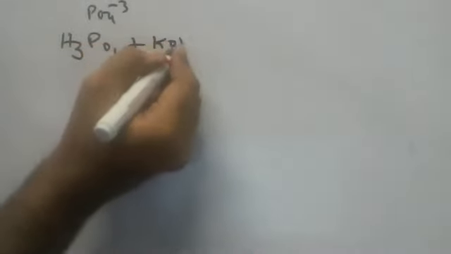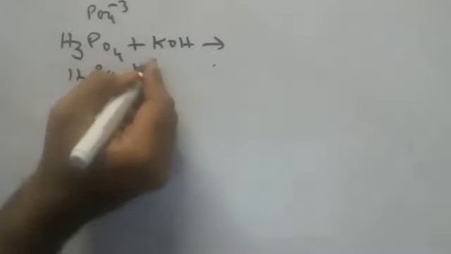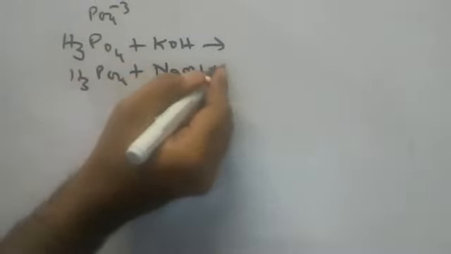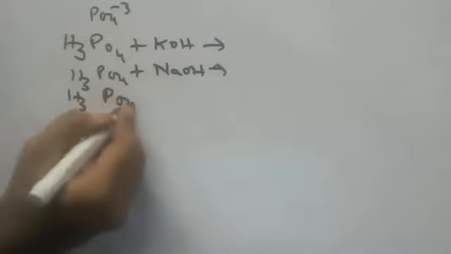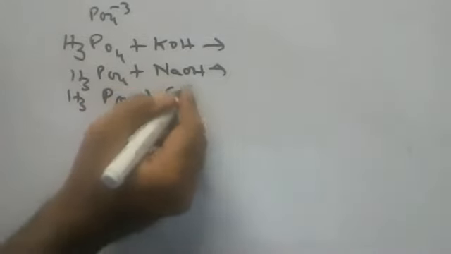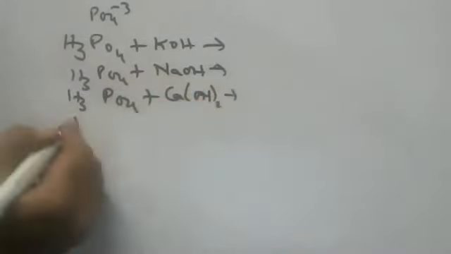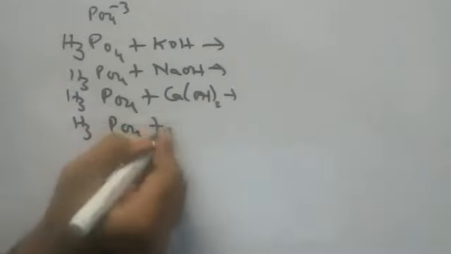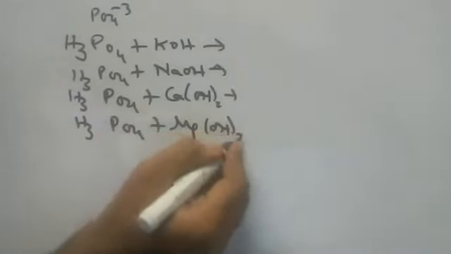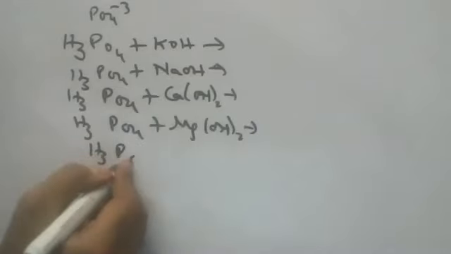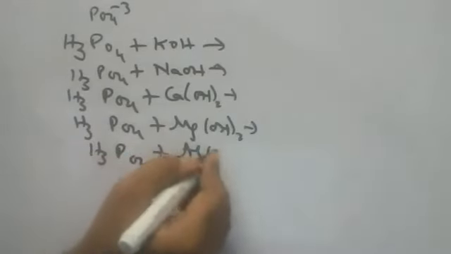Okay, all of you mute yourself. H3PO4 with NaOH. Please copy down along with me, children. H3PO4 with calcium hydroxide. H3PO4 with magnesium hydroxide. H3PO4 with aluminium hydroxide.